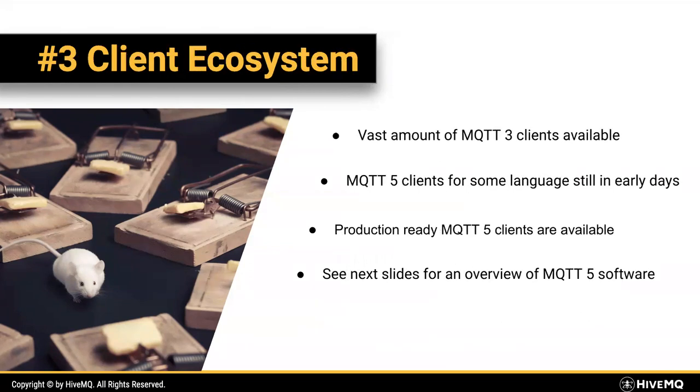Number one, client ecosystem. We will also see this in a few minutes, where I have prepared some lists of who supports MQTT5 and who does not support MQTT5. So with MQTT3, there is a vast amount of clients available on GitHub and also probably from your vendor. But MQTT5 clients are still in early days for some languages, and for some languages, there isn't even a production-ready library out there, unfortunately. But there are production-ready clients available, of course. And this is something we will see in the next slides.